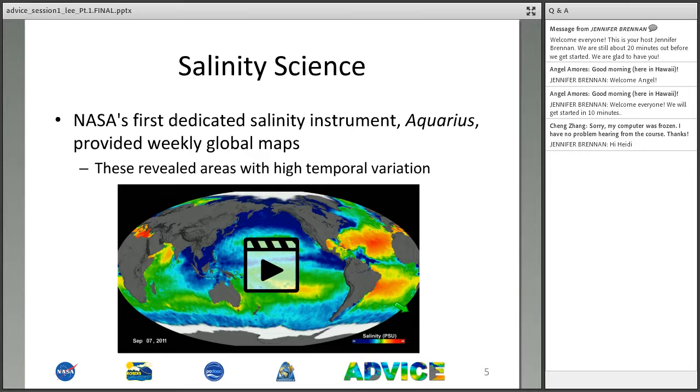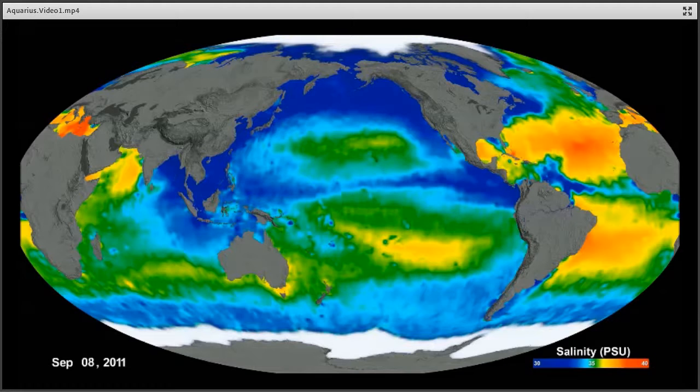So the Aquarius mission has pioneered NASA's satellite missions to measure global salinity. And here the animation will show the dynamic salinity evolution in space and time that is captured by the Aquarius sensors.